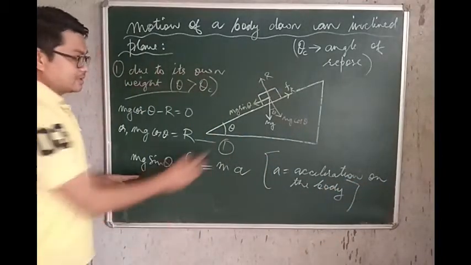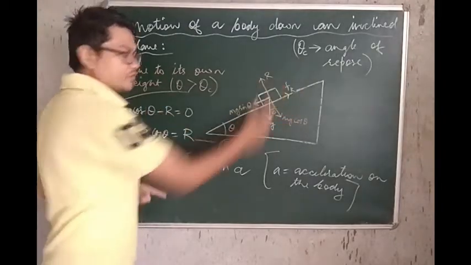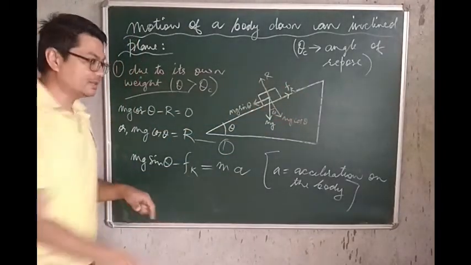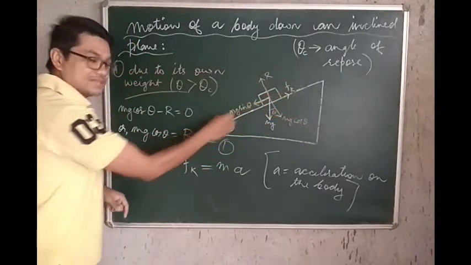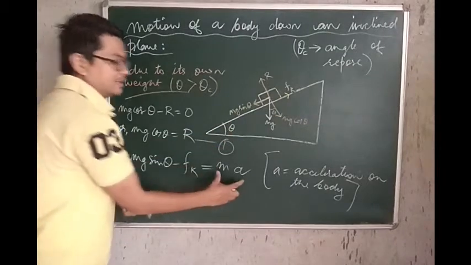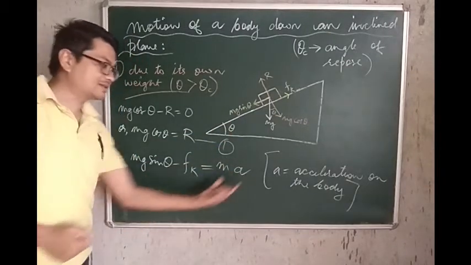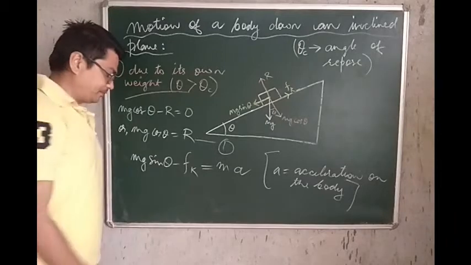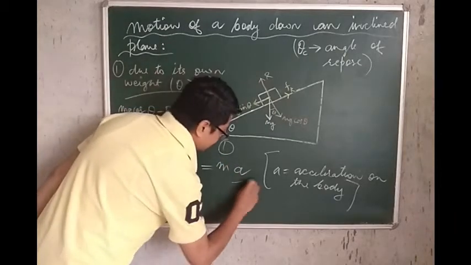Okay, alright, since mg sine theta and f of k are unbalanced, the body slides down and starts accelerating, and the acceleration produced is a. This is our equation number 2.